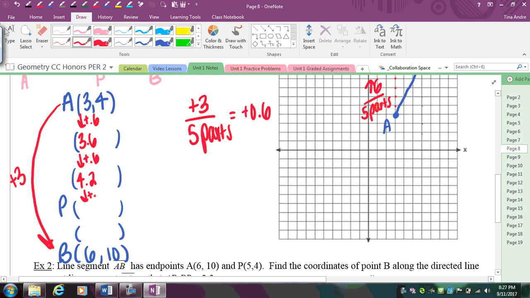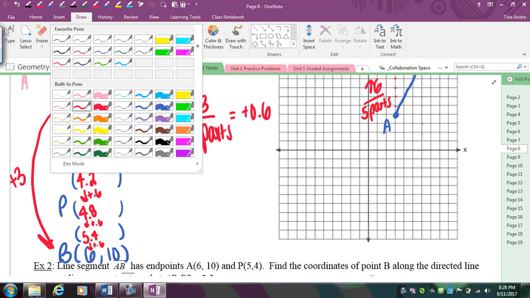So all I do is add 0.6, add it again, and then when you add it for the final time, you should get back to that number. Because all I did was I wanted to break it up into 5 parts, so I divided it by 5. I divided that distance, or that horizontal change, by 5.